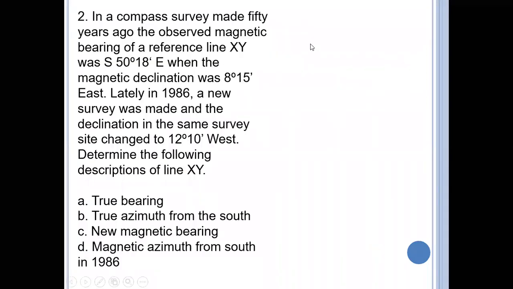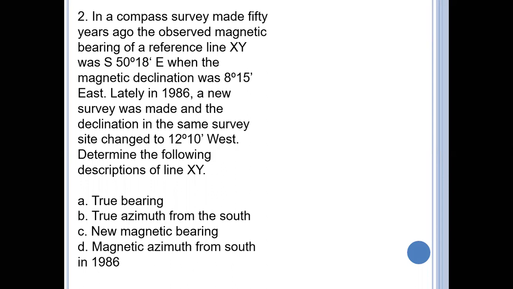Okay, so another example, the second. In a compass survey made 50 years ago, the observed magnetic bearing of a reference line XY was south 50 degrees 18 minutes to the east, when the magnetic declination was 8 degrees 15 minutes east. Lately, in 1986, a new survey is made and the declination changed to this value, 12 degrees 10 minutes to the west.